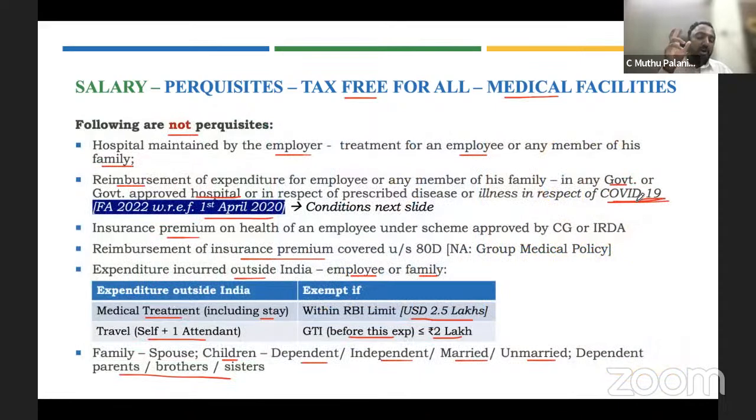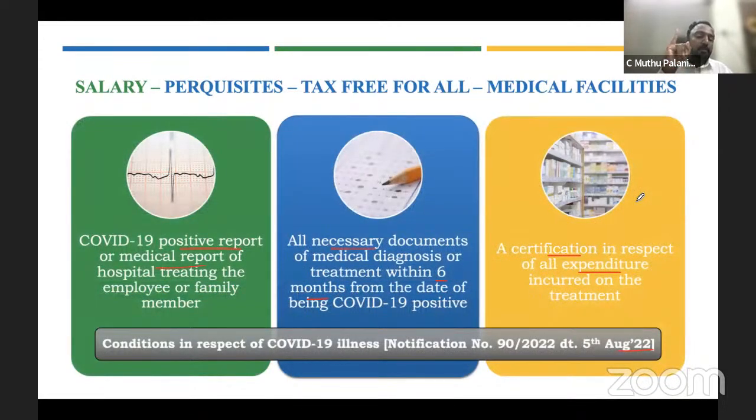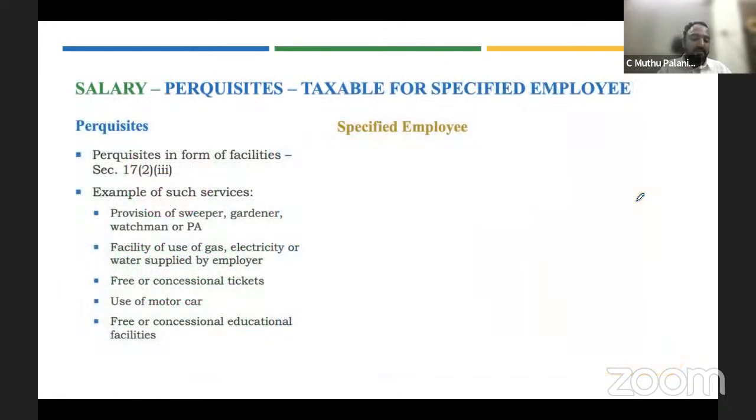Any expenditure on COVID-19 for self or family is allowed, but you need to satisfy these conditions. Three conditions: the COVID report or medical report, the necessary documents of diagnosis, and a certification saying that this is the list of all expenditure incurred on the treatment. If these three are provided, then automatically you are eligible for exemption on that perquisite. So it's not a perquisite, there is an exemption. Otherwise it is fully taxable. So this is all about what is taxable for a specified employee.